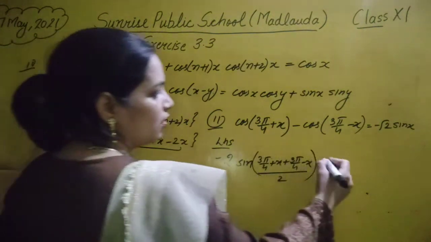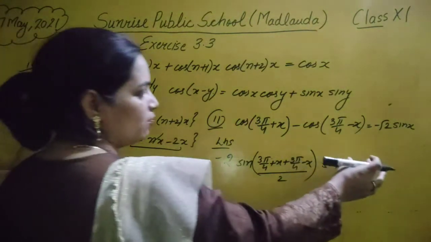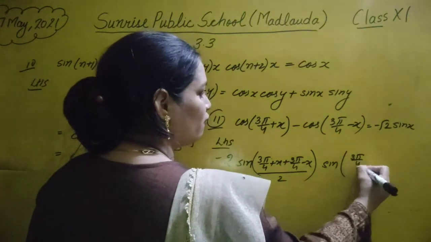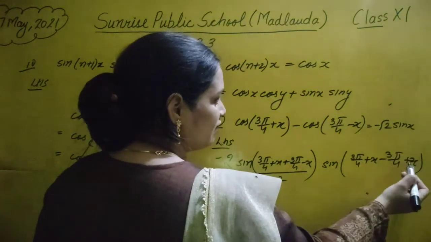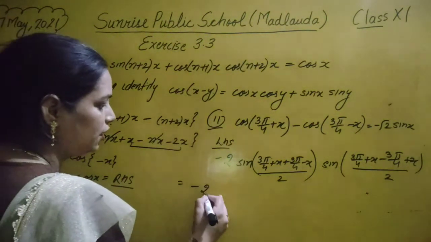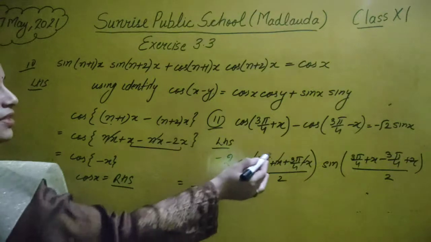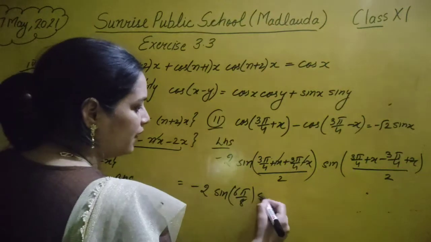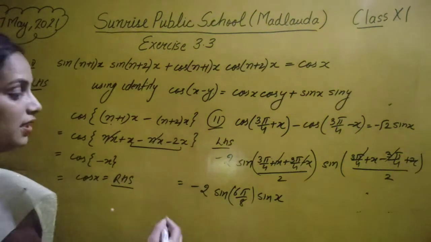Now, according to our identity, we will subtract both the angles and divide by 2. So we will write here (3 pi by 4 plus x) minus (3 pi by 4 minus x). This negative sign will convert into positive, divided by 2. Now it will be minus 2 sine x, and x will be cancelled out. It will be 6 pi by 8, and with the sign these two terms will be cancelled out. 2x by 2 will be x.